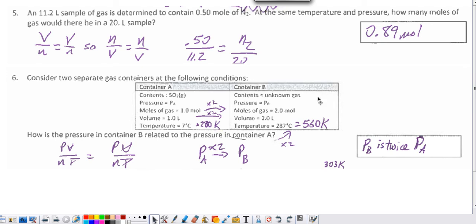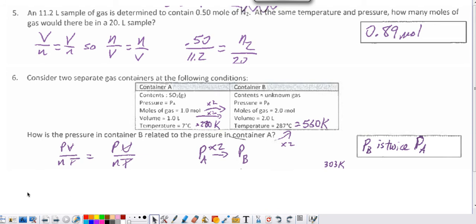This is 2 containers, unknown gas, no pressure actually given, just PA and PB. So we're supposed to talk about how the pressures are related. We'll take a look at the data real closely. The moles of gas go from 1 to 2, so they're doubling. The volume goes from 1 to 2, so that's doubling. The temperature is in the wrong unit, so I converted it to Kelvin. 280 to 560 Kelvin, that is also a double.